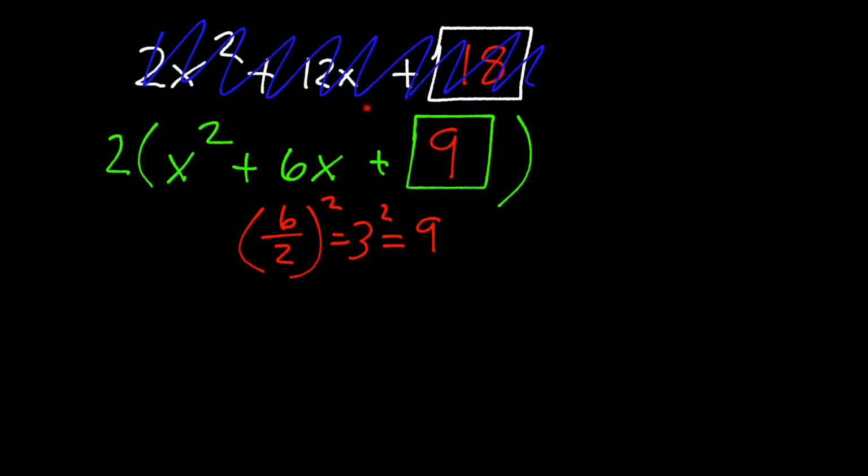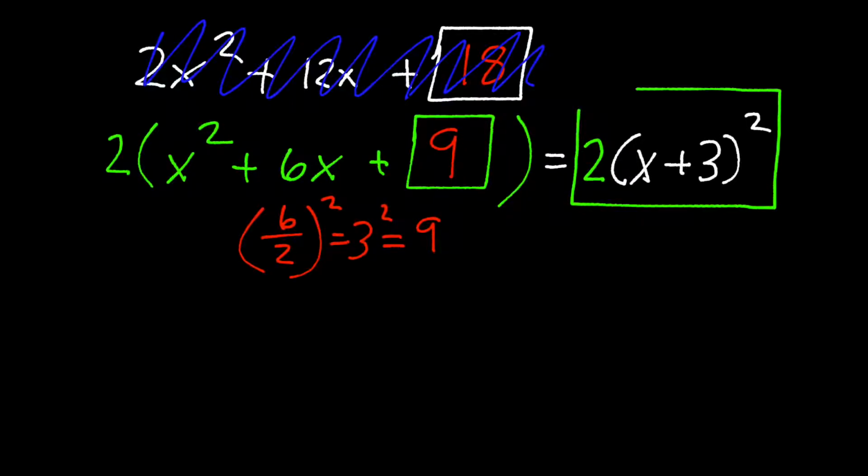We have this down here. And what's inside the parentheses we know is a perfect square trinomial. So we can use that little shortcut and turn it into x plus 3 squared. But don't forget the 2 on the outside because that was part of the original. So we have 2 times parentheses x plus 3 squared. And now we have used the completing the square technique and factored it down to a perfect square binomial.